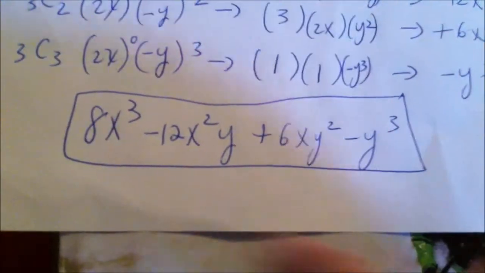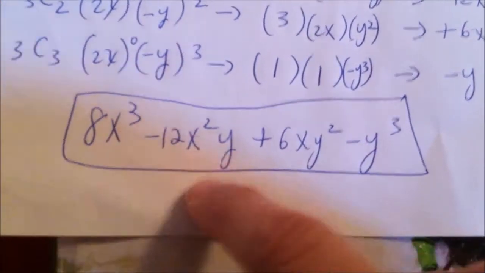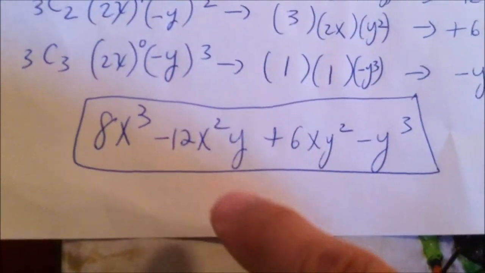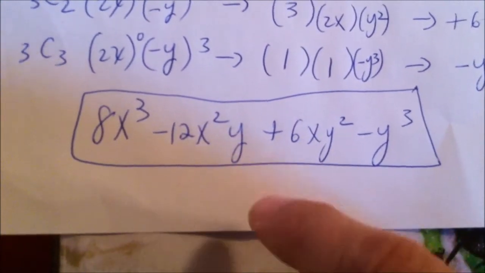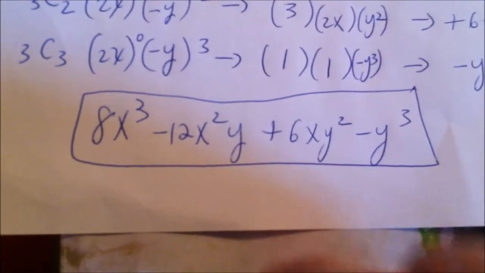I just wrote it out here horizontally. You can see 1, 2, 3, 4 terms. There are 4 terms because the original exponent was 3, and you'll always create one more term than what you start with, unless imaginary numbers are involved.